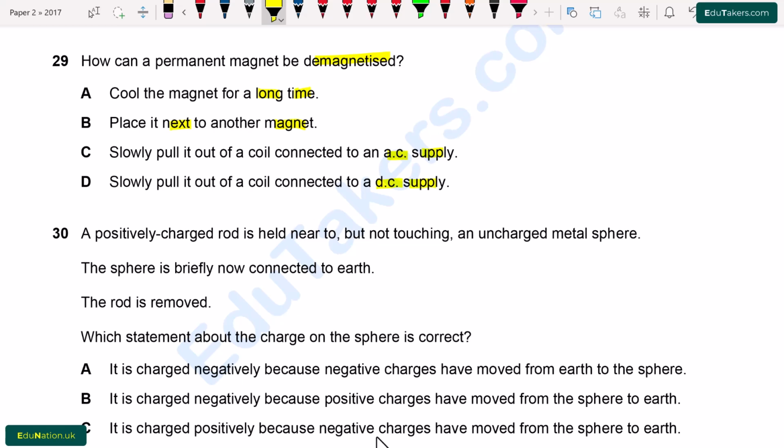So the permanent magnet can be demagnetized by slowly pulling it out of the coil connected to the AC power supply, not with the DC. From here, option C is correct.